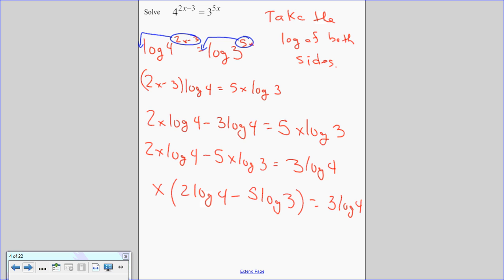And now look at that, I got x. I can divide both sides by that parentheses, and I'll have the answer. So x is 3 log of 4 divided by 2 log of 4 minus 5 log of 3. That's a doozy. When you type this in your calculator, you're going to want to make sure you do parentheses around the denominator, just to make sure that you're dividing by that.